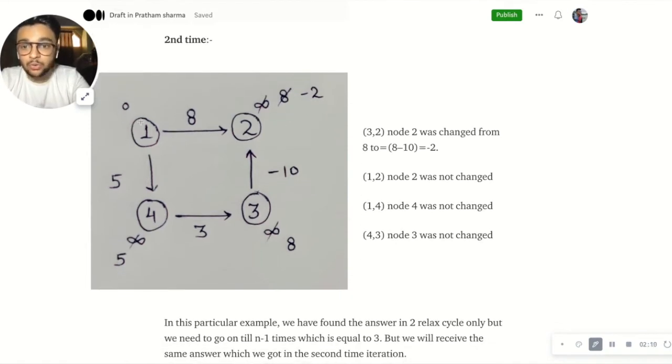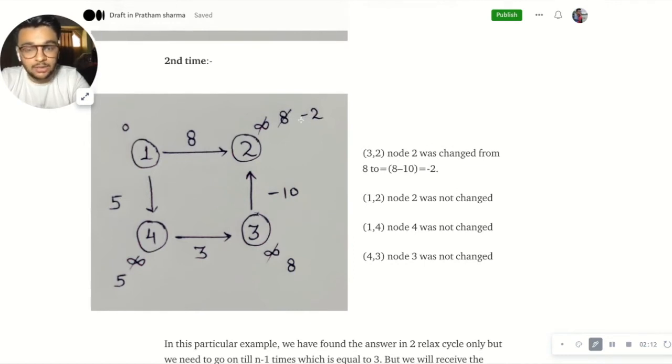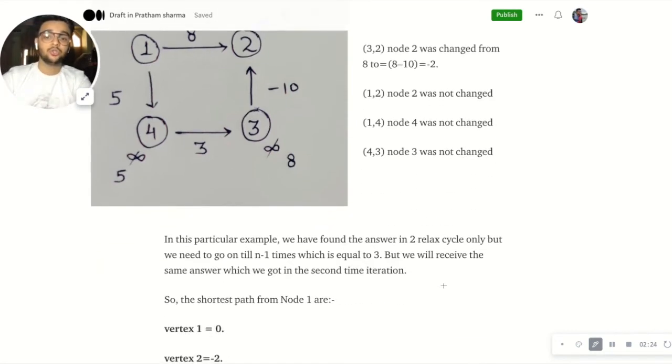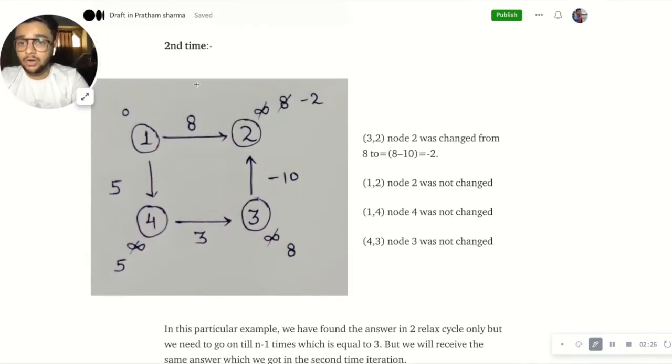Yes. 1 to 2: 0 plus 8 is not less than minus 2, so it would not be changed. 0 plus 5 is 5 only, so it would not be changed. And 5 plus 3 is 8, so it would not be changed. So from here on, we have got our answer on the second step only, on the second relaxation only.